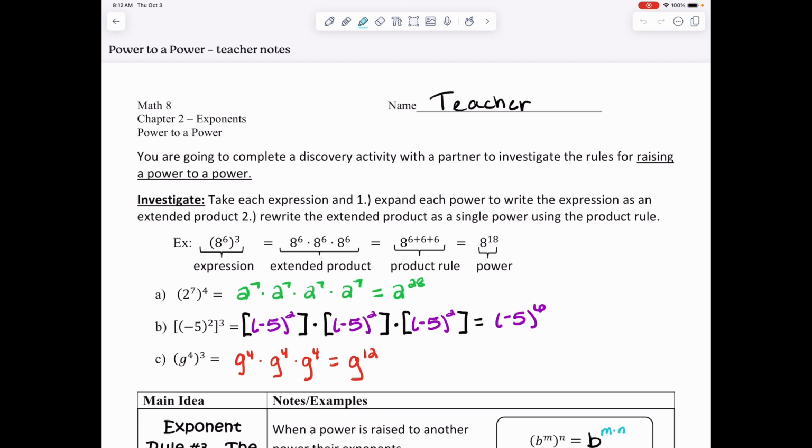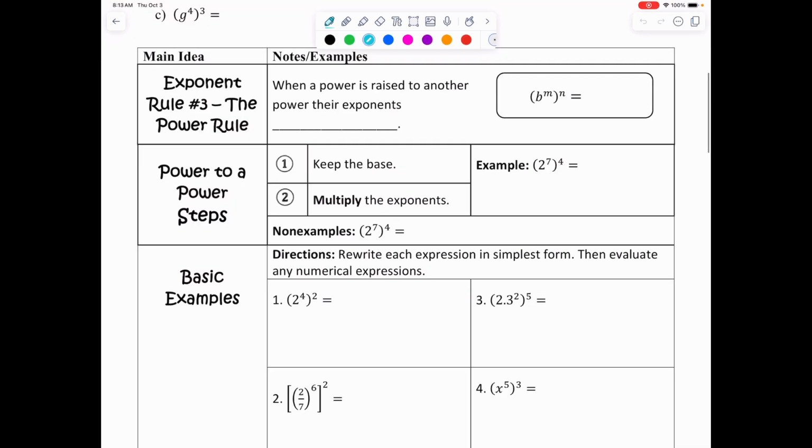So we want to ask ourselves, what would be the final answer, and how could we get that by just going from problem to answer without having to do the expansions? How did 2 to the 7th to the 4th become 2 to the 28th? How did g to the 4th to the 3rd become g to the 12th? And I hope that you saw that all we have to do is take our exponents and multiply them. So for our third exponent rule, which is the power rule, when a power is raised to another power, we want to take their exponents and multiply them.